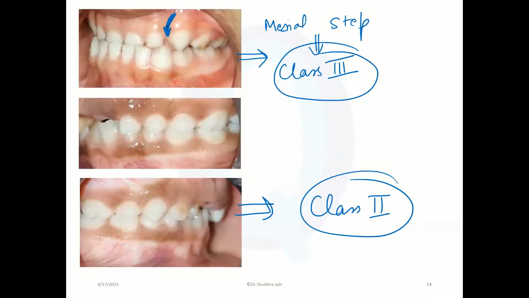So whatever we saw, Dr. Reniko has asked whether the most favorable plane is mesial or flush terminal. We will see it. Dr. Reniko, we are going to see it.